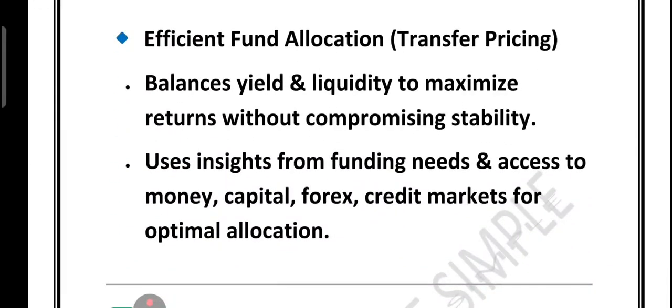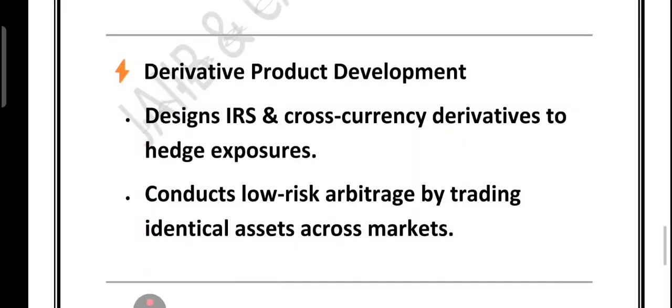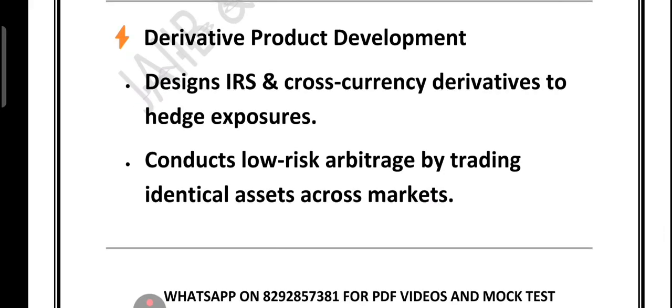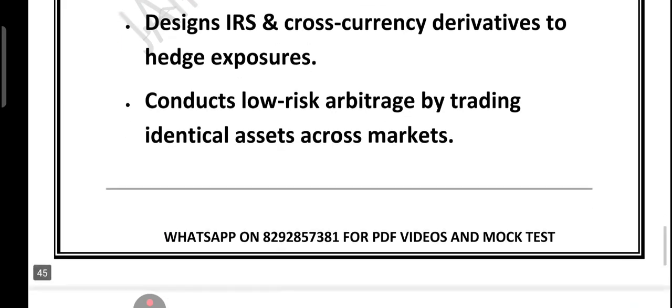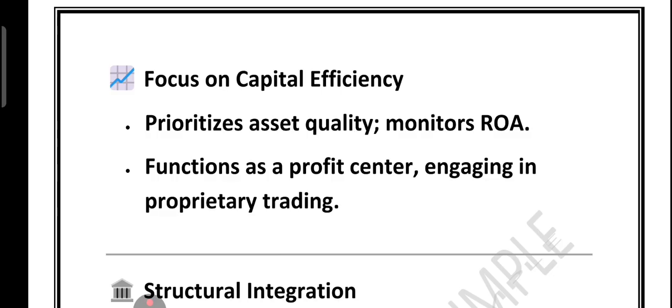Transfer pricing, I think we have discussed it already, balances yield and liquidity to maximize return, right? That is transfer pricing. And we use insight from funding needs and access to money, capital, forex, and credit markets. In strategic rate setting, we set the benchmark rate for business units as well as products. It takes market risk into account to guide effective strategy. We developed products like IRS, interest rate swap, and cross currency derivatives to hedge the exposure. We perform low risk arbitrage. Now the focus is to prioritize high quality assets and to monitor the ROA. What is ROA? Return on asset.